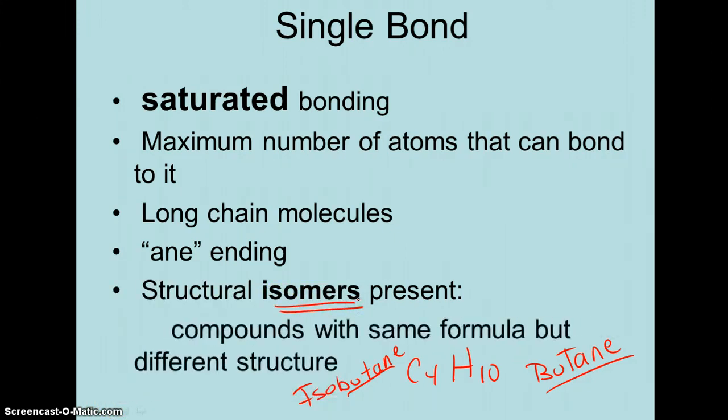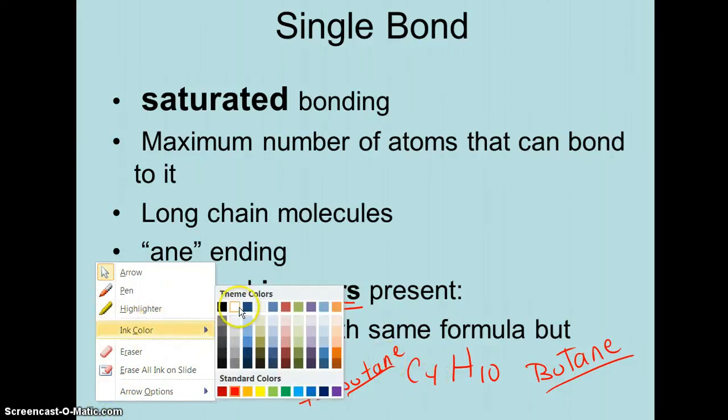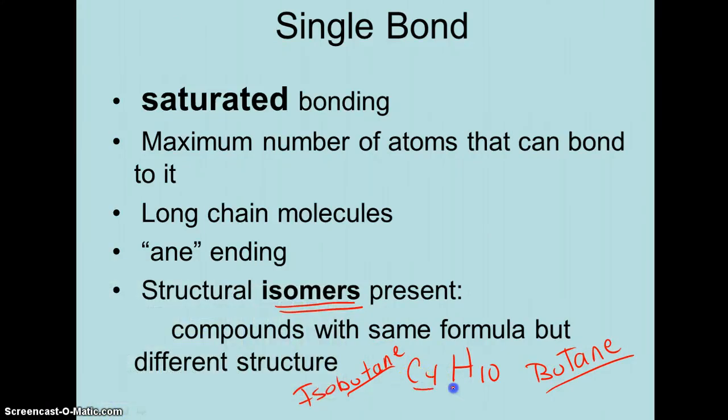Okay, what that means is it could be compounds with the same formula but different structures. C4H10. This is both isobutane and butane. So C4H10 can mean the same formula for both of them. Isobutane is C4H10, butane is C4H10. But structurally, they are completely different. I think I have those drawn on the next slide.